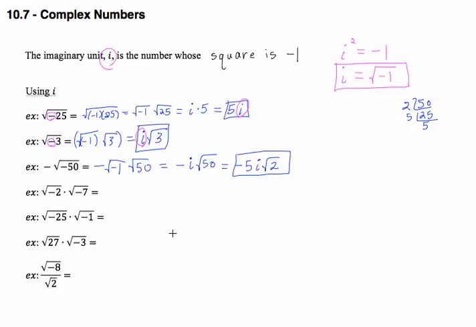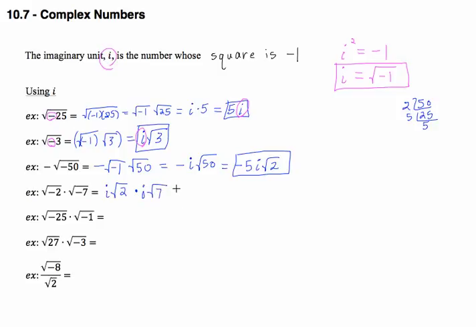Okay, and this next example we have the square root of -2 times the square root of -7. Well, let's rewrite each individual radical first in terms of i, then we'll multiply them together. So radical -2, as you know, that negative basically turns into an i, so you have i times radical 2 times radical -7 would be i times radical 7.